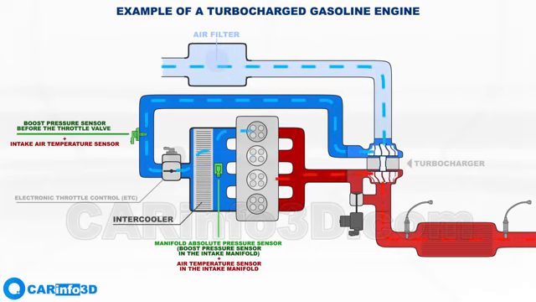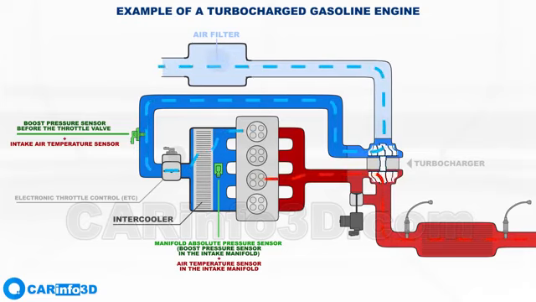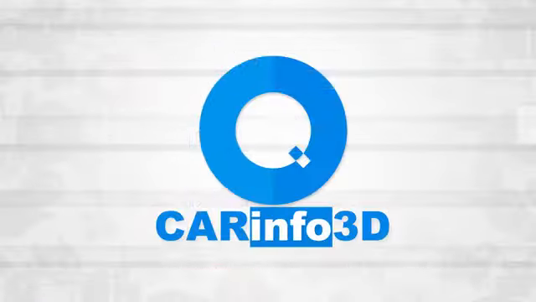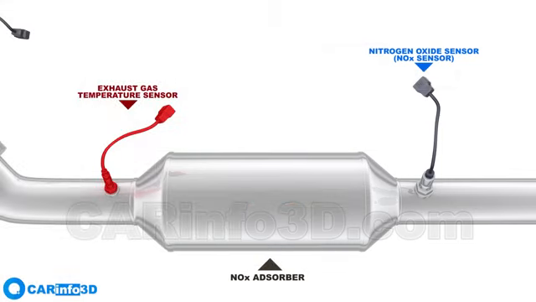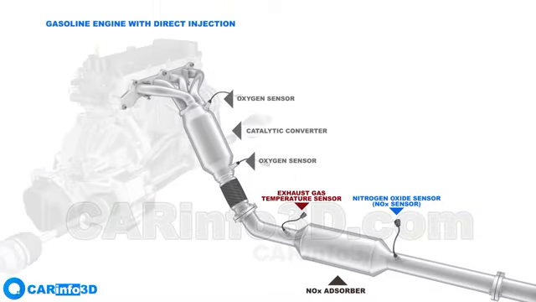Here are a few other sensors that are not widely used or have little impact on engine operation. The exhaust gas temperature sensor and nitrogen oxide sensor. They are fitted in the exhaust system, upstream and downstream of the NOx absorber, which is used in cars with gasoline direct injection engines after the catalytic converter.